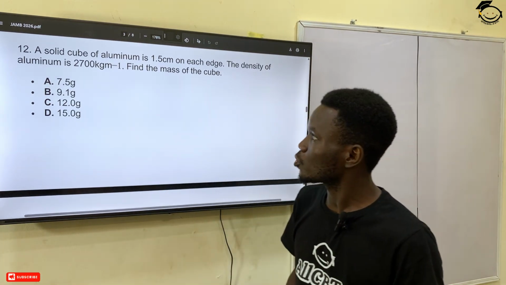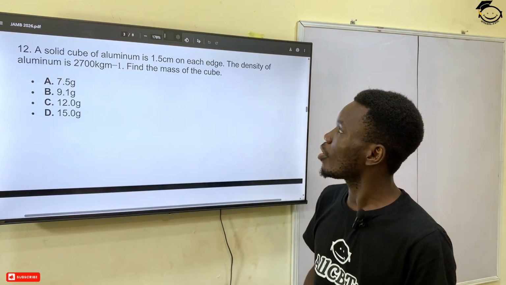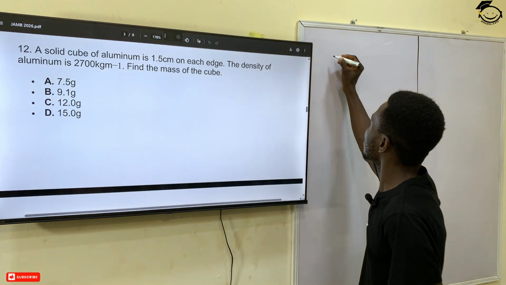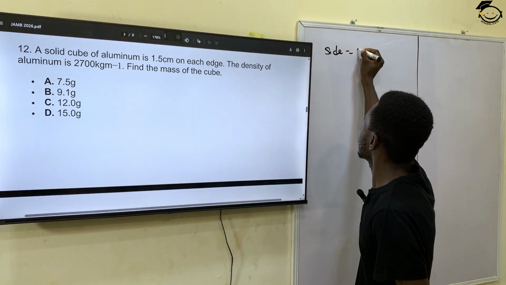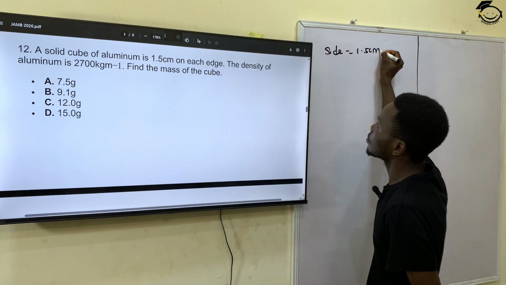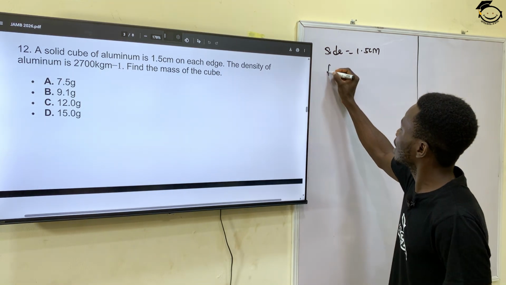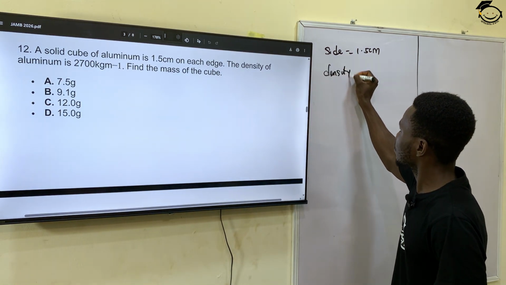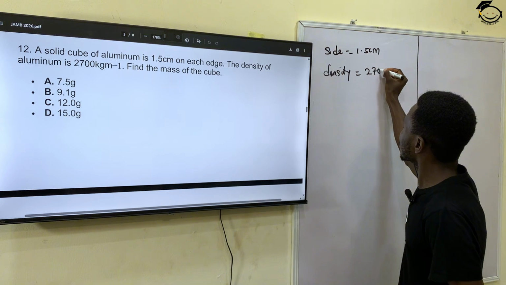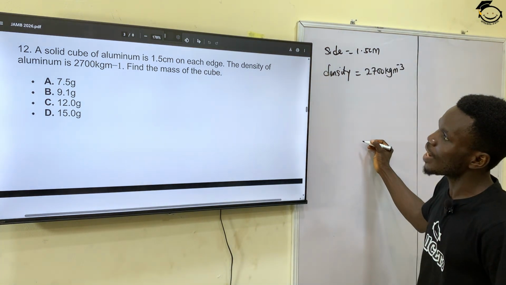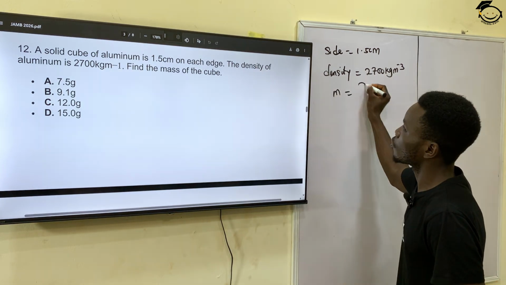Moving on to question number 12, it says a solid cube of aluminium is 1.5 centimeters on each side. So our side is 1.5 centimeters. Then it said the density of aluminium, so our density is given as 2,700 kilogram per meter cube. We are to find the mass, so the mass is unknown.